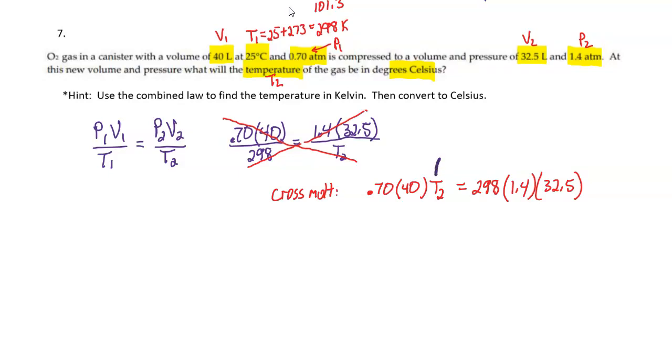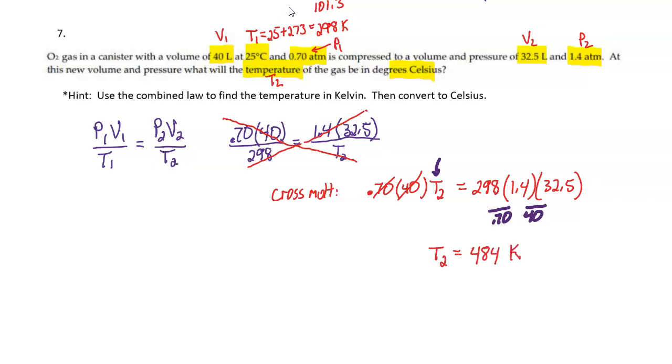Next, think about how you can get that alone. Well, there's 2 numbers in front of it. Let's divide by both of those numbers. Divide by the 0.70 and divide by the 40. If you divide by those numbers, those cross out, and the T2 is alone. On the calculator, multiply the 3 red numbers together and then divide by both of the purple numbers. The result is 484 Kelvin.